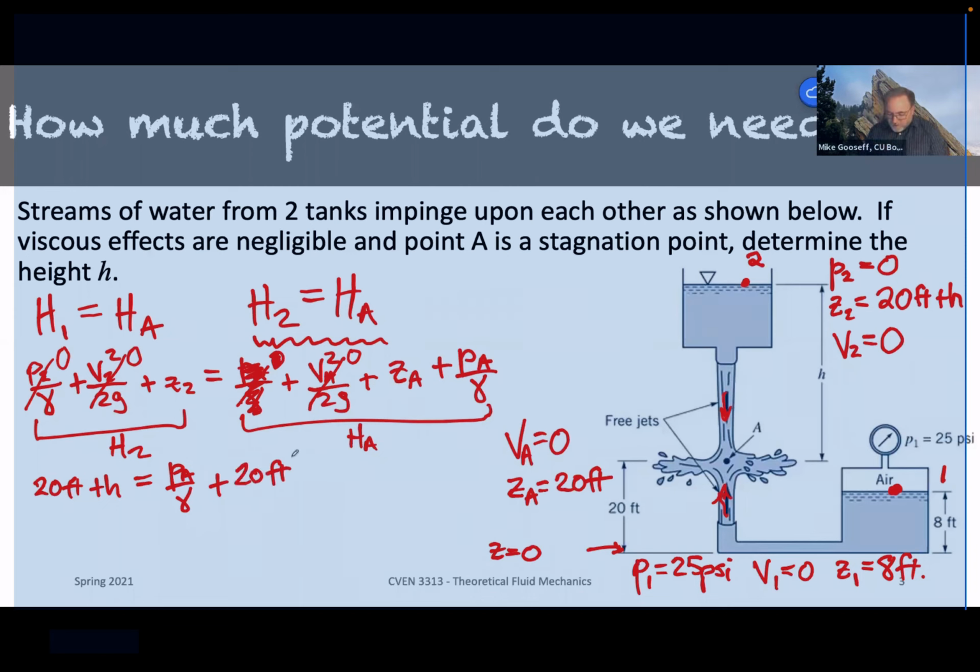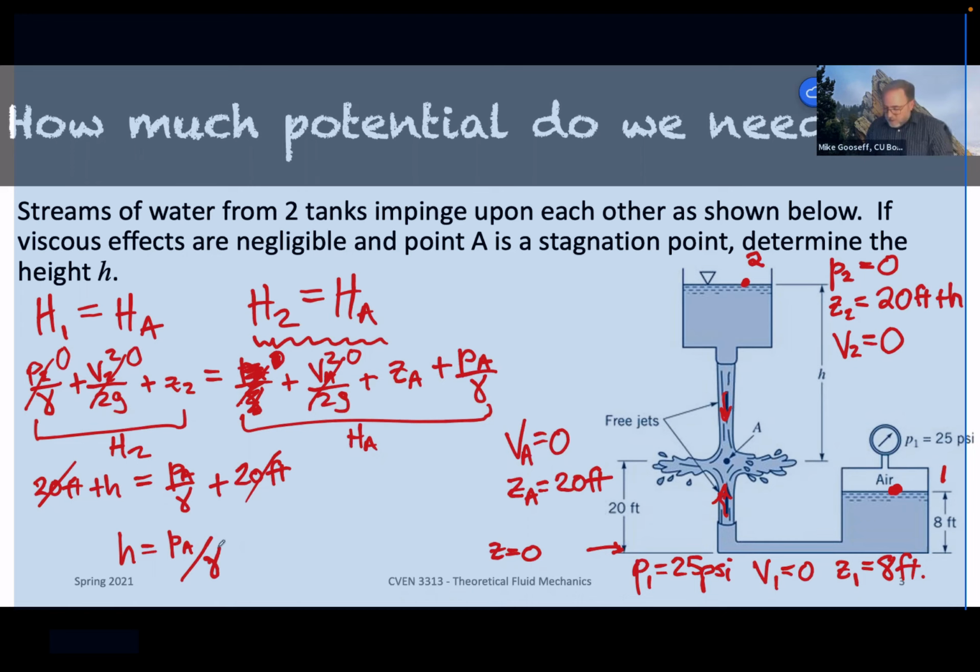Okay, so this simplifies to basically these 20 feet cancel on either side. H is equal to PA over gamma. All right, so that's our column of water above A, but we still don't know what H is, right? This makes sense from the perspective that the pressure pushing down on A is from a column of water that is H high, right? And so PA over gamma equals H is probably something we could have predicted without having to prove it this way.